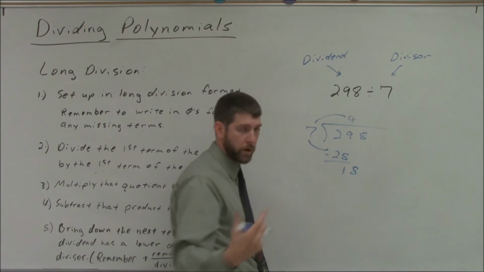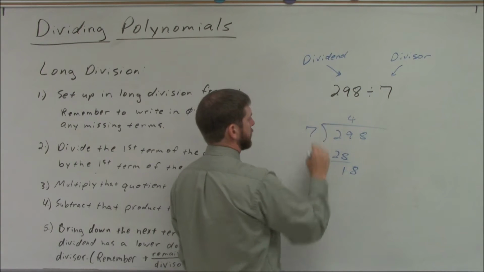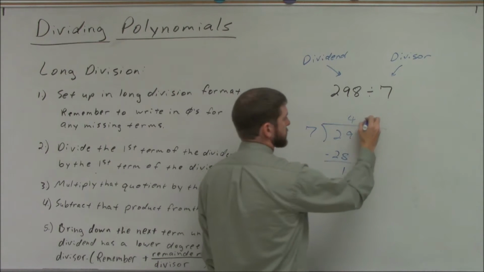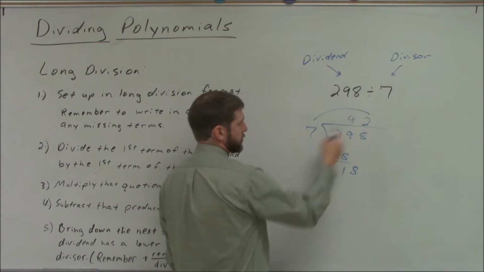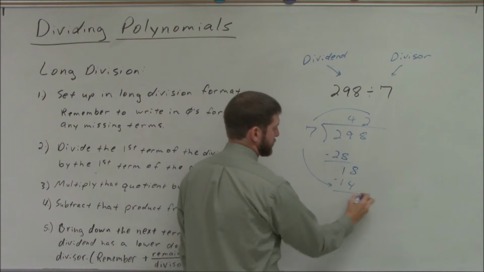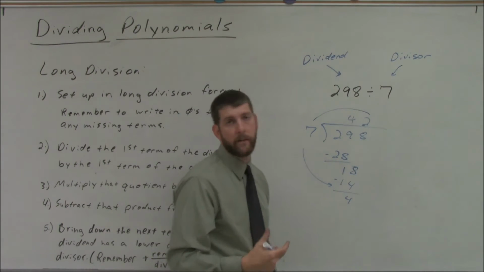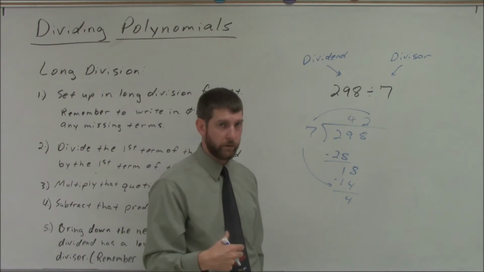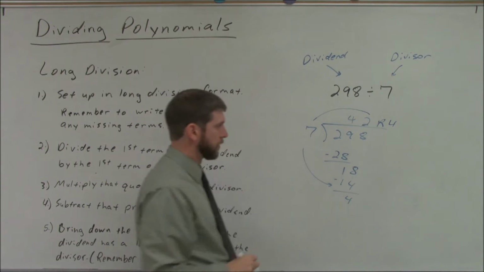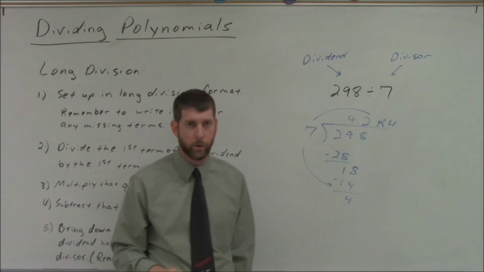Bring down our next digit, and we repeat the process. 7 goes into 18, or 18 divided by 7, which happens twice. We then multiply that 2 times the divisor 7, which gives us 14. We subtract that, and we would bring down the next digit. Now at this point, we have no more digits. If you were in 5th grade doing this problem, you would have written R of 4. 7 goes into 298, 42 whole times with a remainder of 4.